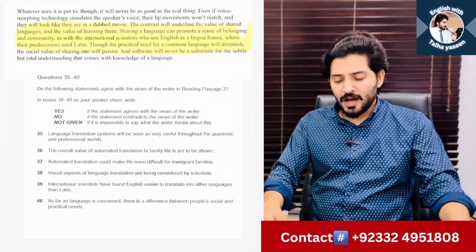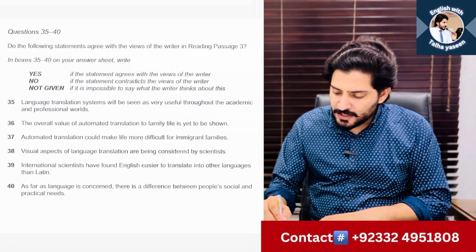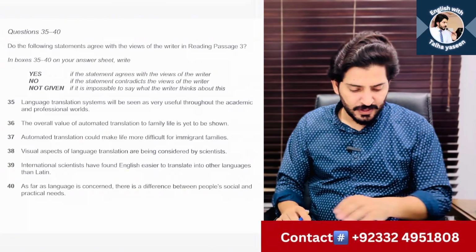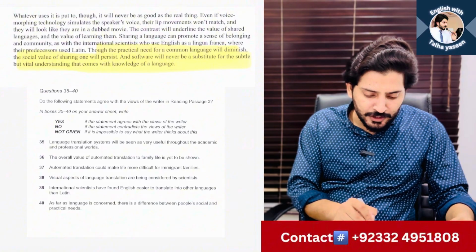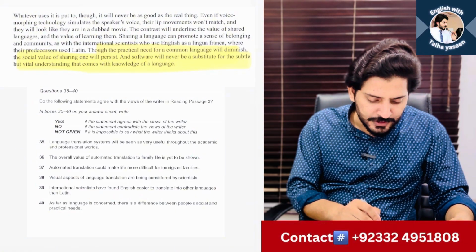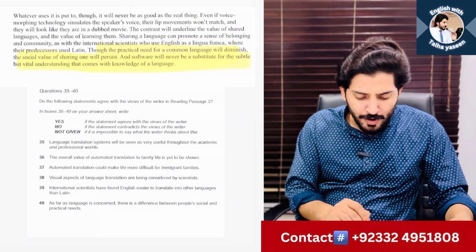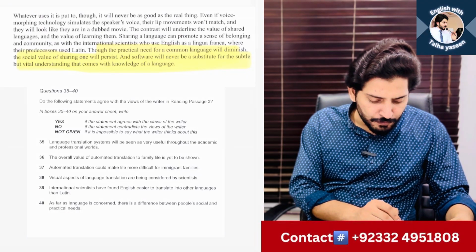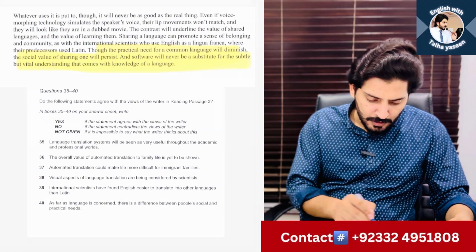Last question, 40. As far as language is concerned, there is a difference between people's social and practical needs. Last passage, third last line: though the practical need of a common language will diminish, the social value of sharing one will persist. And software will never be a substitute for the subtle but vital understanding that comes with knowledge of a language.